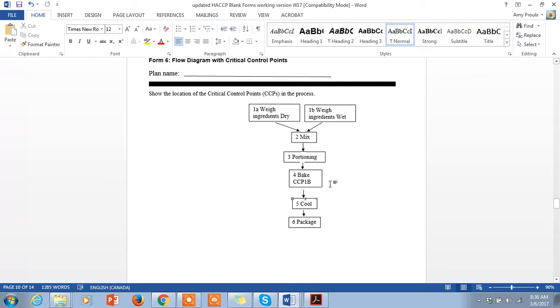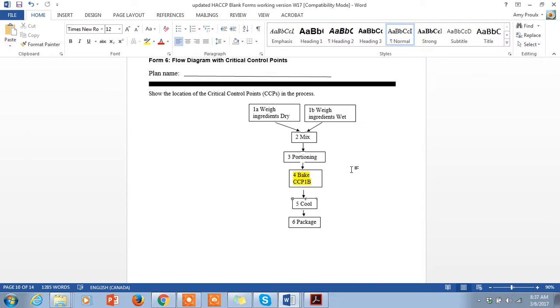Anywhere on your process flow diagram, you are going to highlight where your CCPs are. You may, if you prefer, want to highlight them with a different coloration, but that's it. Form 6 is just an overlay of your CCPs in your process.